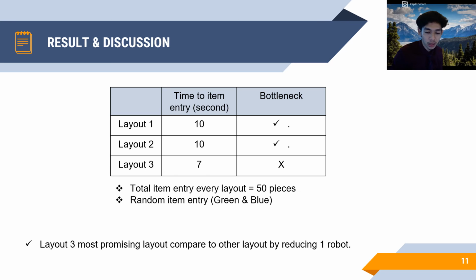You can see bottleneck occurs at layout 1 and layout 2. Layout 1 and layout 2 need more time added to item entry to avoid bottleneck. Bottleneck does not occur at layout 3 even though the time to item entry is 7 seconds. From the result, layout 3 has the lowest time to item entry to avoid bottleneck. So layout 3 is the most promising layout compared to the other layouts by reducing one robot, and the most suitable to the process after being applied.